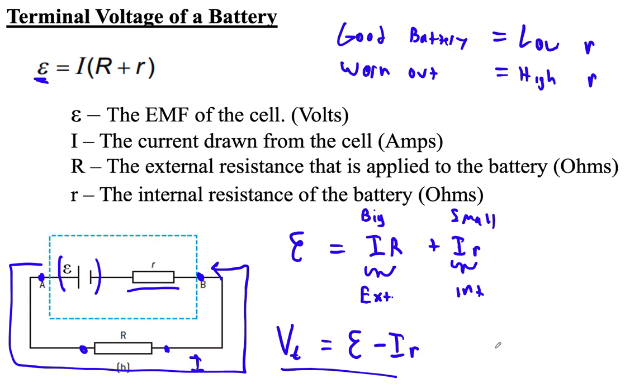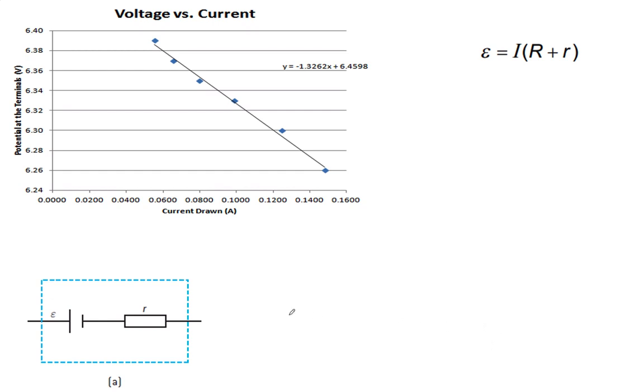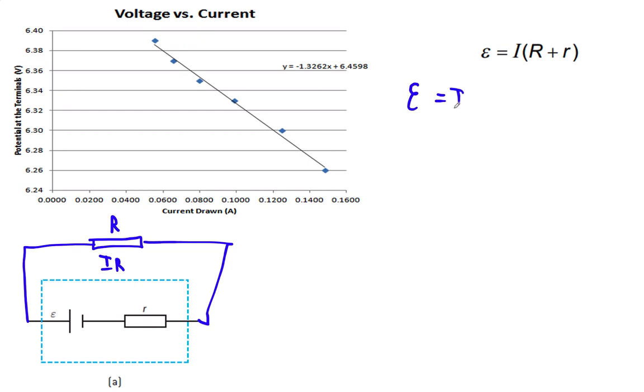All right, so let's just look at this. I want to show you a graph of actual data. So we've got this circuit here. The external circuit is attached. We've got this external resistor here, big R. The voltage across that external circuit is IR. So if I solve this for IR again, I get the EMF minus I times little r. I don't know what happened to my EMF there.